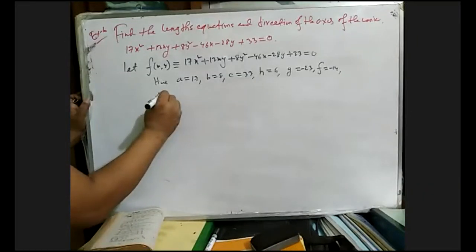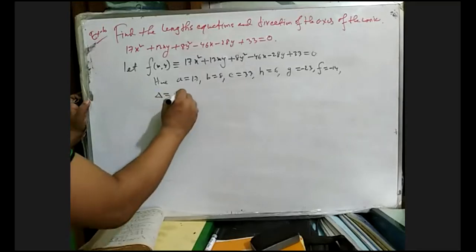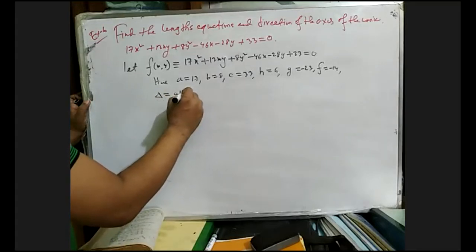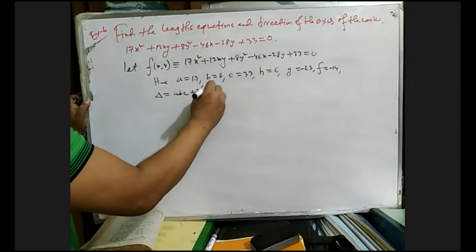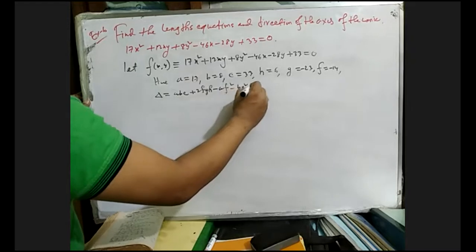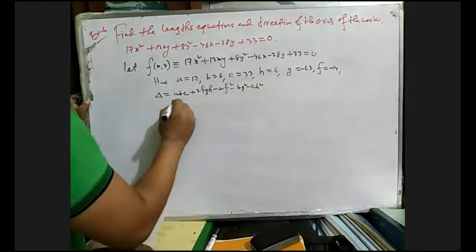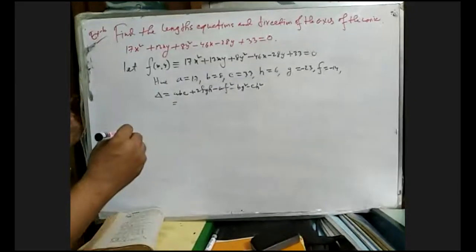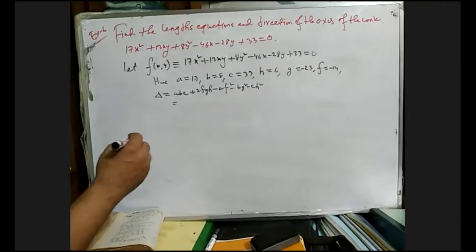First of all, the determinant will be what? Using the relation abc plus 2fgh minus af square minus bg square minus ch square. After putting these values, what will be the value?